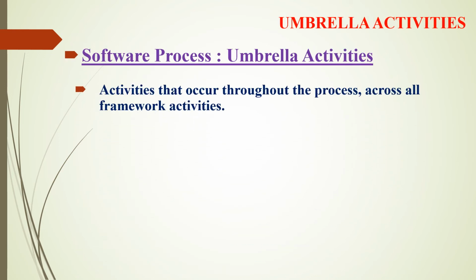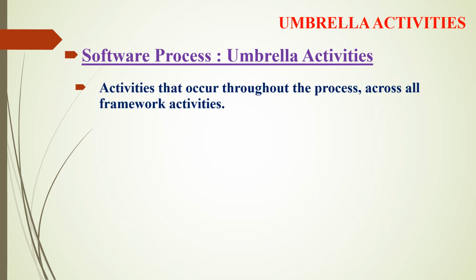So in addition to those software framework activities, there are umbrella activities that occur throughout the process across all framework activities, that is some activities that must be performed under each and every framework activity. That means under communication, all these activities must be performed. Under planning, all these activities must be performed. Under testing, all these activities must be performed. What are the activities?